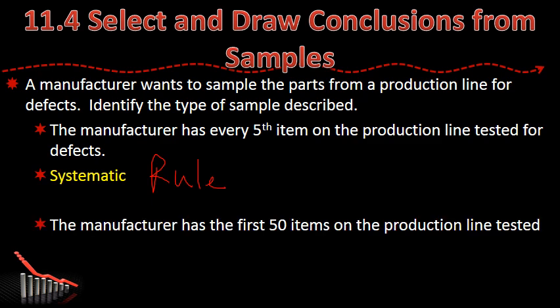Alright, how about a manufacturer has the first 50 items tested and then we just say, we're good enough and keep going? Well, what would that be? Probably something like convenience, because it is easy.